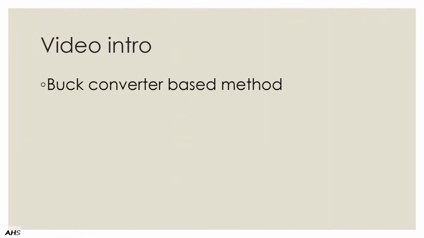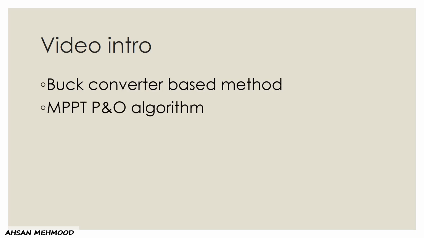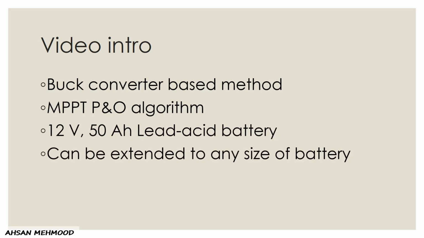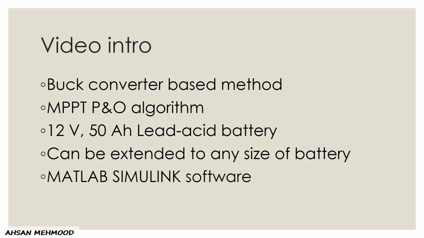In this video, a buck converter based battery charging method for a standalone PV system is presented. Maximum power point tracking technique is employed to extract maximum energy from the PV array. A 12 volt 50 ampere hour lead acid battery has been used for the demonstration purpose, but this method can be extended to any battery size. MATLAB Simulink software has been used for the simulation of the battery charging process.